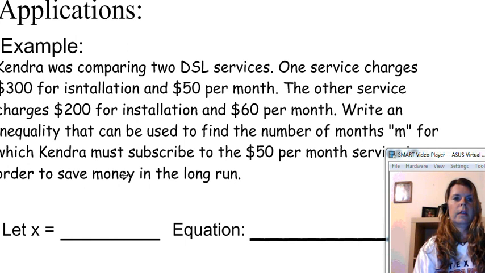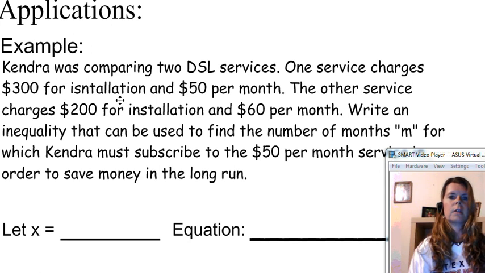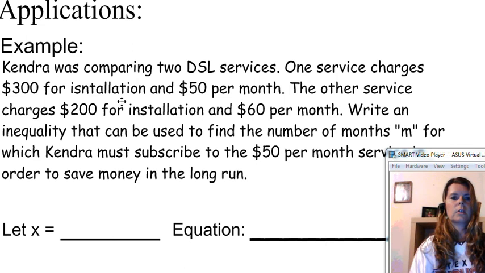Okay, Kendra was comparing 2 DSL services. One service charges $300 for installation and $50 per month. The other service charges $200 for installation and $60 per month. And again, that per month, there's your little key, per month. So $50 for 1 month would be 50 times 1, for 2 months times 2, for 3 months times 3. Same with the $60 per month.